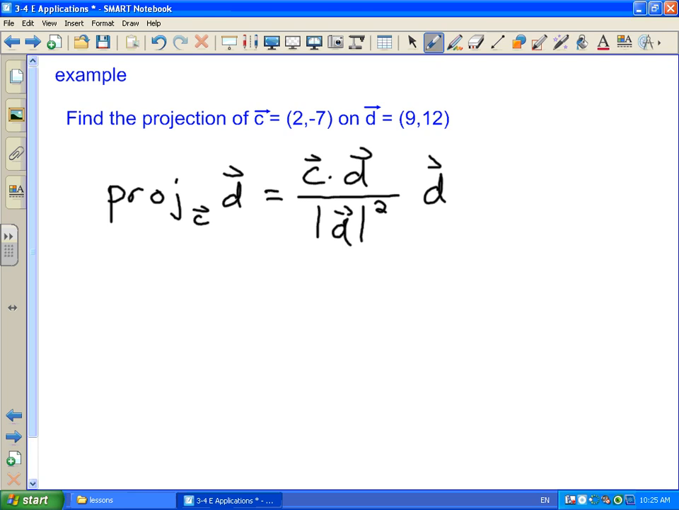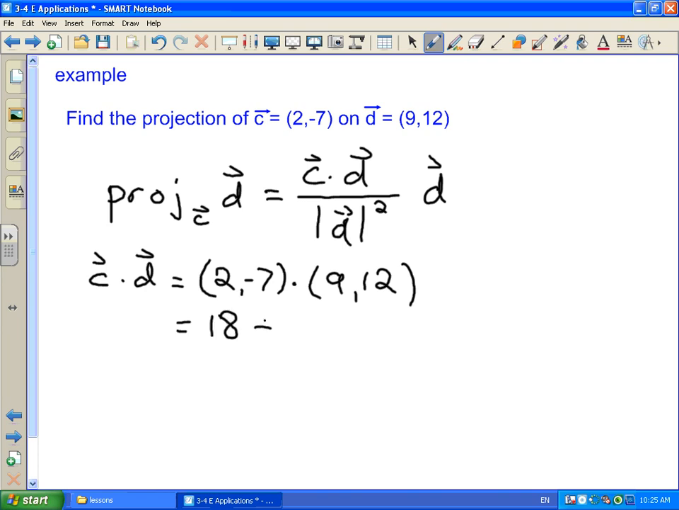So it's easiest probably just to work out each part of this little formula here independently. So let's start with C dot D. All right, we're just doing the dot product here, so we've got 2, -7 dotted with 9, 12. What are we going to get here? Well, let's see, we multiply the two x components, so 2 times 9 is 18. We're going to add to this what we get when we multiply the two y components together. So we've got -7 times 12 is -84. And we just add this stuff up. We get -66.